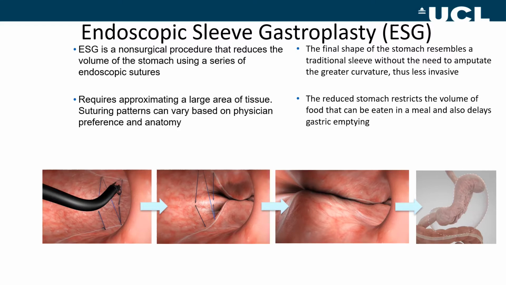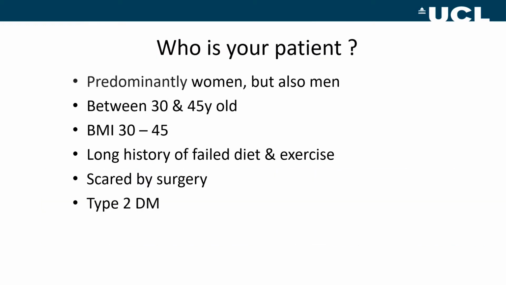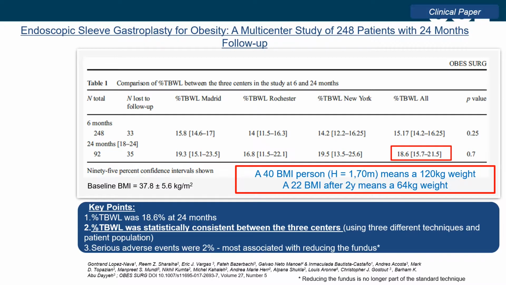And the final shape of the stomach resembles that of a traditional surgical sleeve, but without the need for incision and without the need to amputate and staple the greater curve. Who is the patient who is ideal for this? Women, but men also, younger patients, those with a BMI of 30 to 45, those with type 2 diabetes, with fatty liver disease, those who are not suitable for traditional surgery.